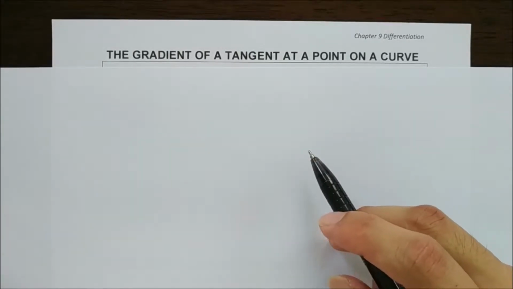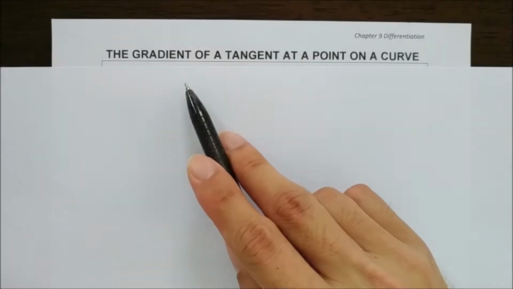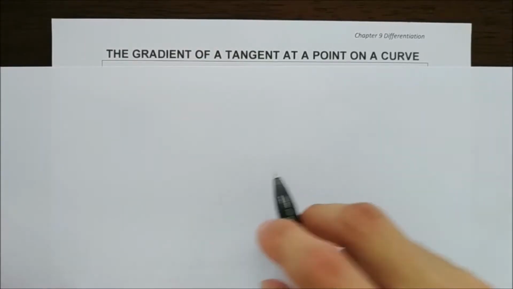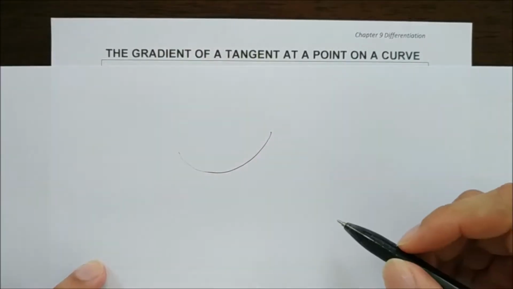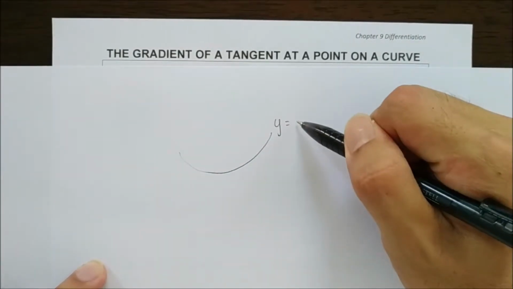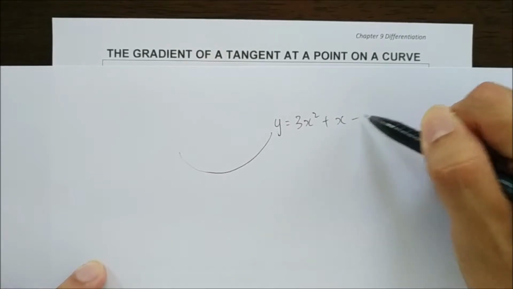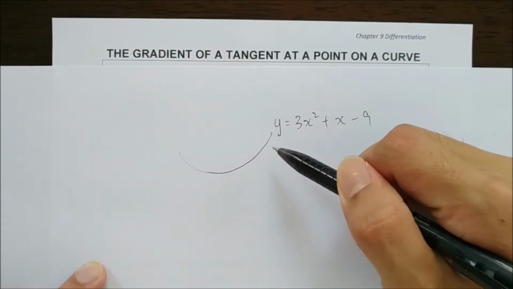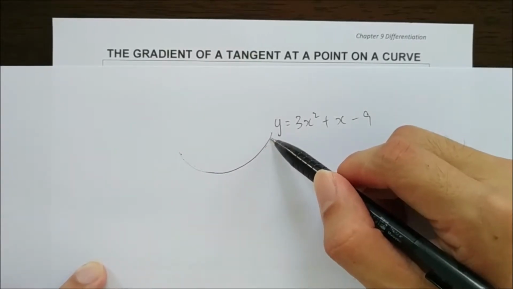Before we start, I want to point out a few things to show the relationship between the gradient of a tangent and differentiation. Okay, so now let's say you are given a curve. So this is a curve. And let's say this curve has an equation of y equals 3x squared plus x minus 9. And a curve is made out of points. So there are a lot of points on a curve.